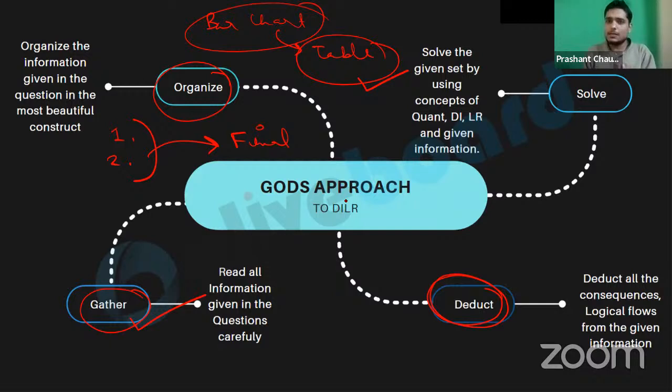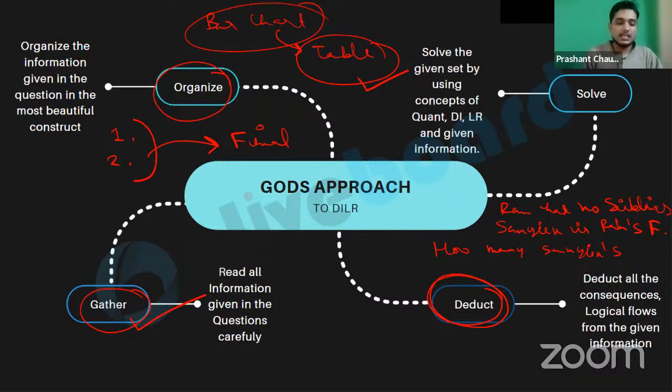Let me take one very small example. Let's say it is given that Ram has no siblings. And the second sentence given is that Sanjeev is Ram's father. Now let's say the question asked is: how many children does Sanjeev have? Try to give the answer.